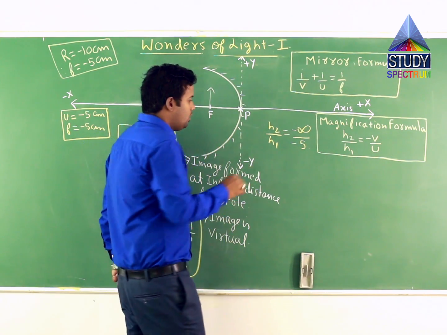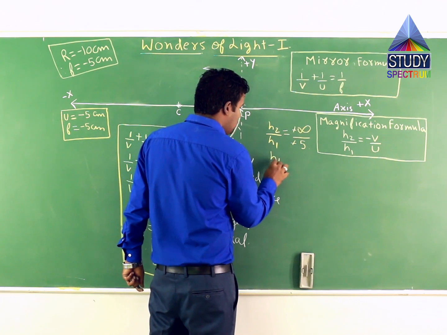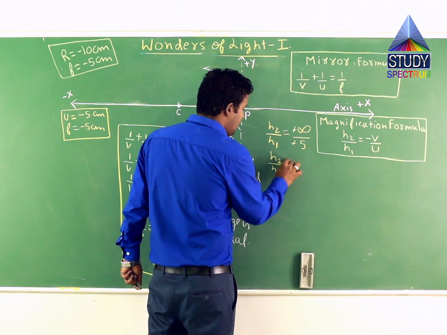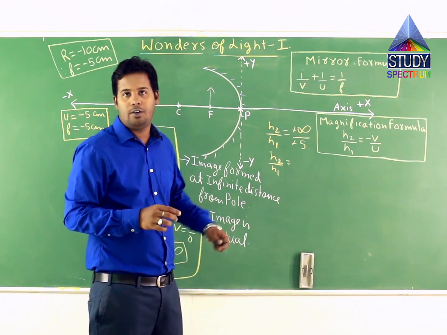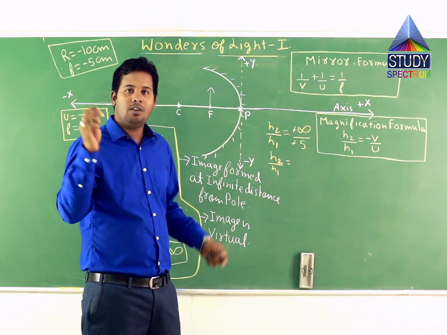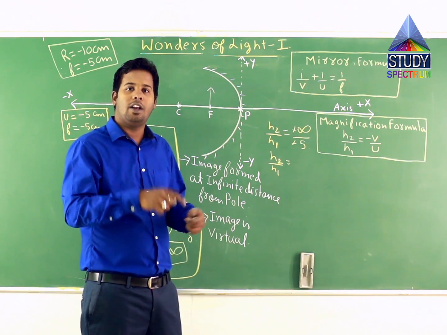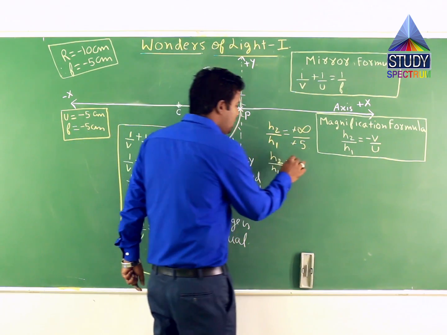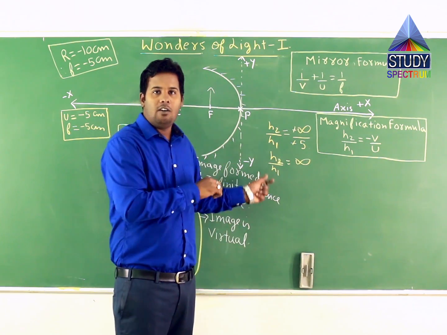Correct? Now this minus gets cancelled and H2 upon H1 is equal to infinity upon 5. Now what is infinity upon 5? If you divide a very large number with a very small number, what will be the result? It will be a very large number itself. Correct? So the result should be infinity itself. Correct? I will explain you.